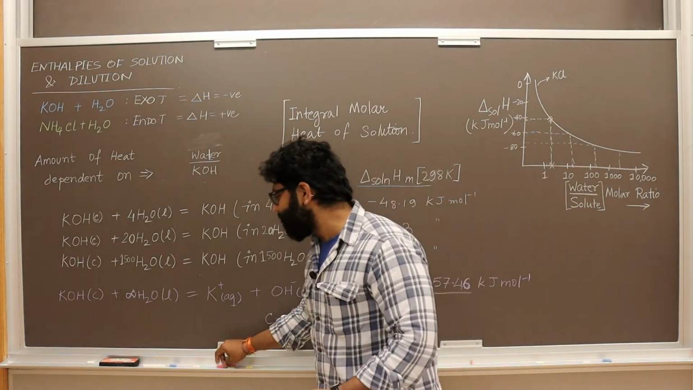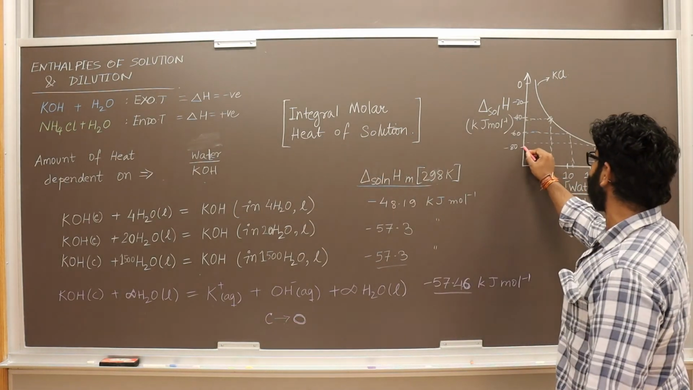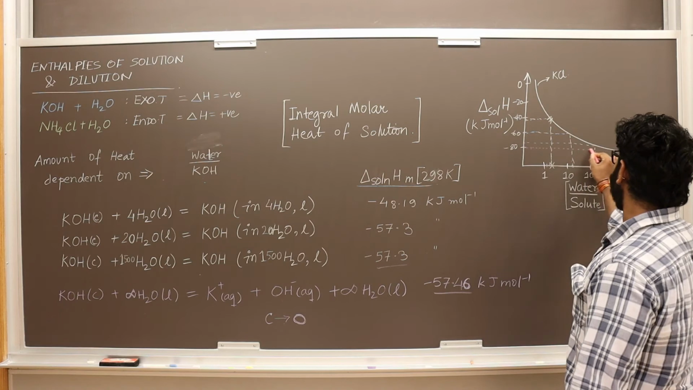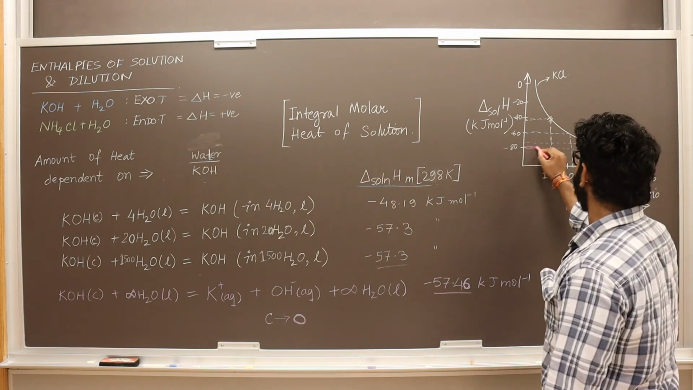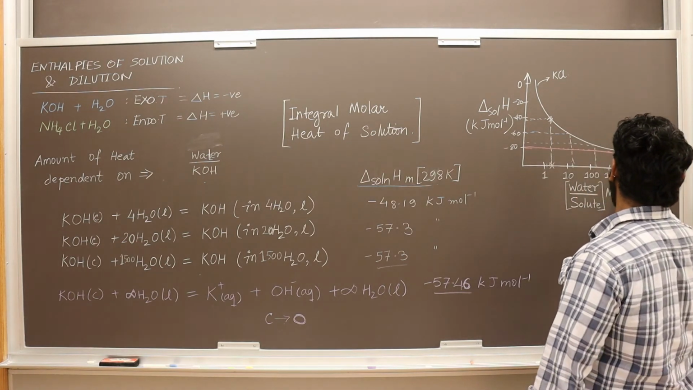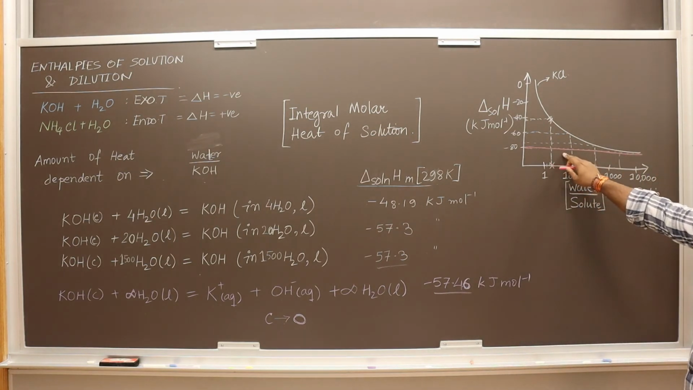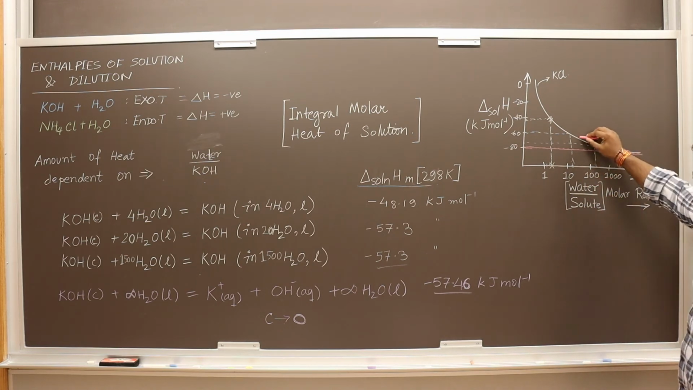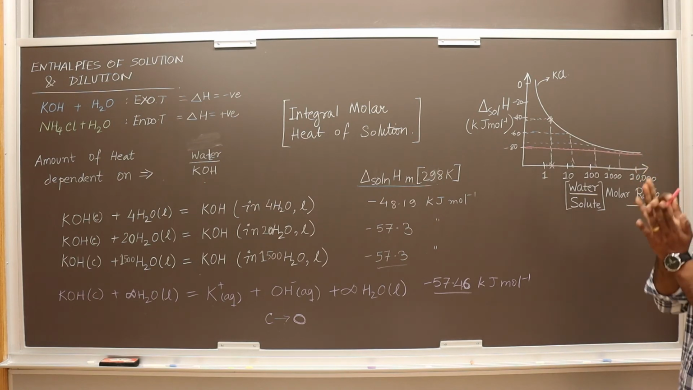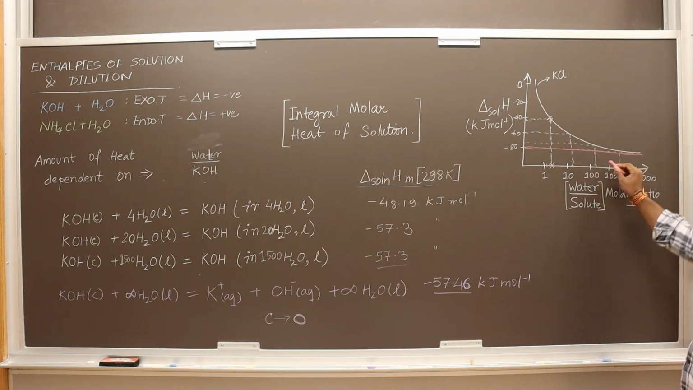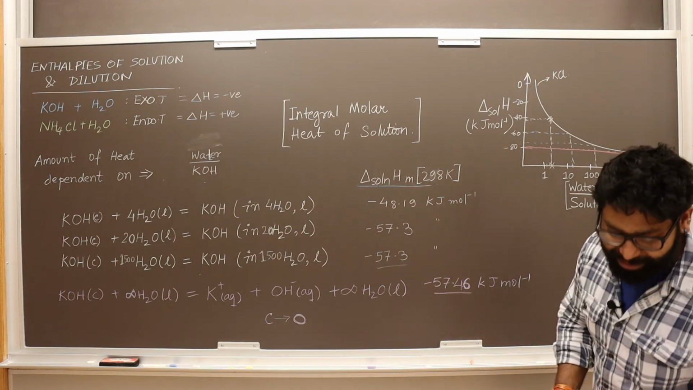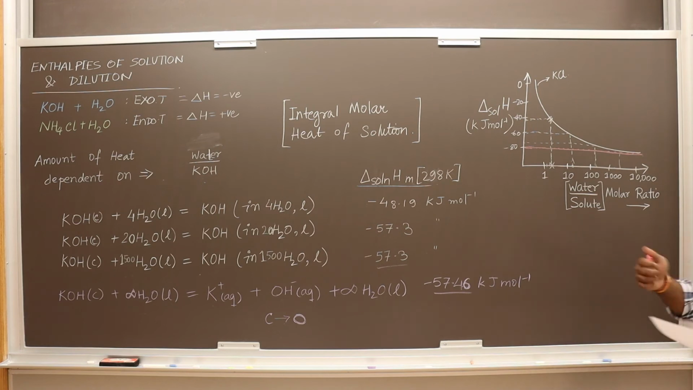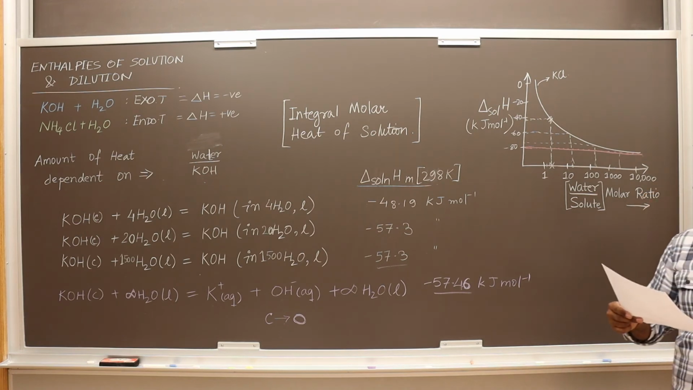An asymptote is a line which, as you move towards higher and higher values of water to solute, this red line and this white line are becoming closer and closer. At infinite dilution, when you move to infinity, this red line and this white line will converge, and that is the concept of an asymptote. You must have learned this in mathematics, right?